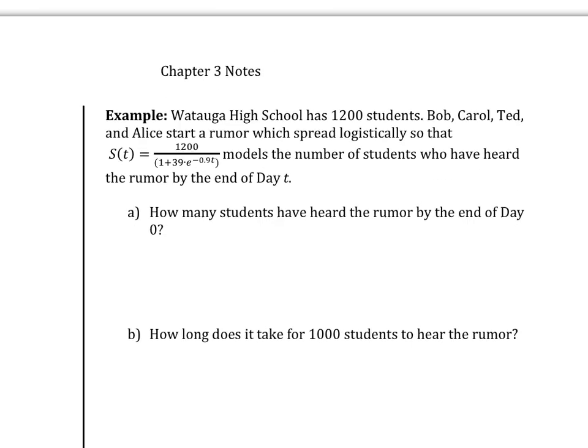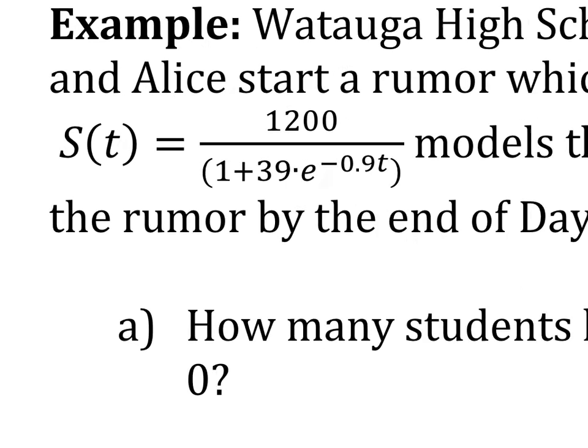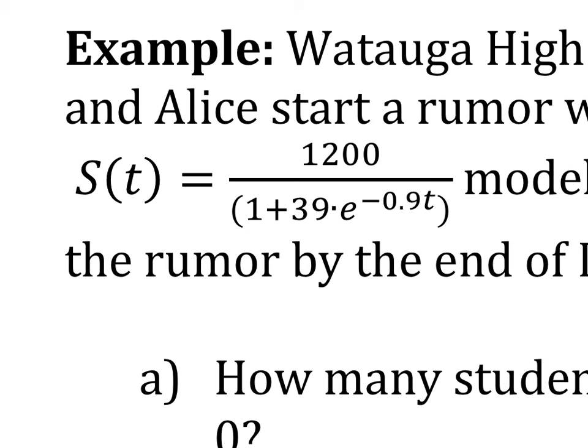All right, last question. This one is for a logistic question. Watauga High School has 120 students. Bob, Carol, Ted, and Alice started a rumor which spread logistically so that S of T equals this model. And this model is the number of students who have heard the rumor by the end of day T. How many students have heard the rumor by the end of day 0? Let's look at this equation a little bit. S means students. So this number of students who have heard a rumor is modeled by this, and remember T means days.